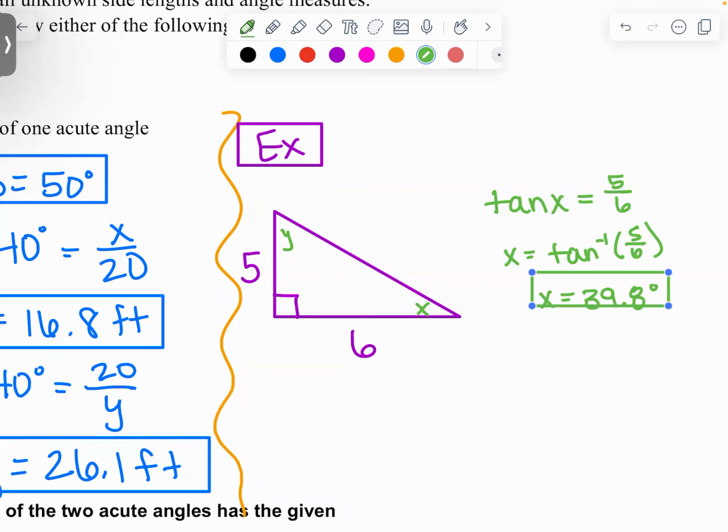Now, we do not need to do more trig. We know that angle Y is going to be the complement of that. So we know that in a right triangle, since this is 90 degrees, then these two have to add up to be 90, and we call those complements.